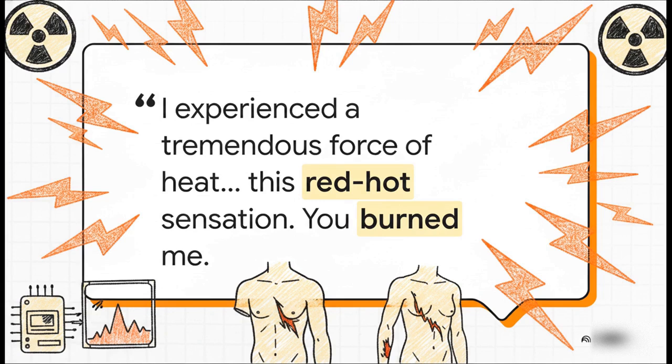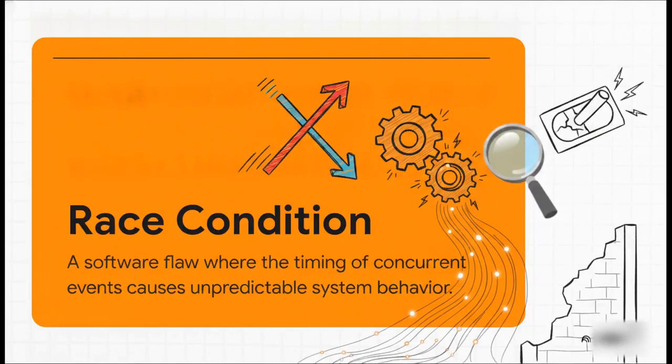Tragically, the medical staff assumed the machine couldn't possibly make that kind of error. Over 2 years, this exact software flaw caused at least 6 massive overdoses, leading to severe injuries and 3 deaths. So, what exactly failed here? Well, it was a software flaw called a race condition.